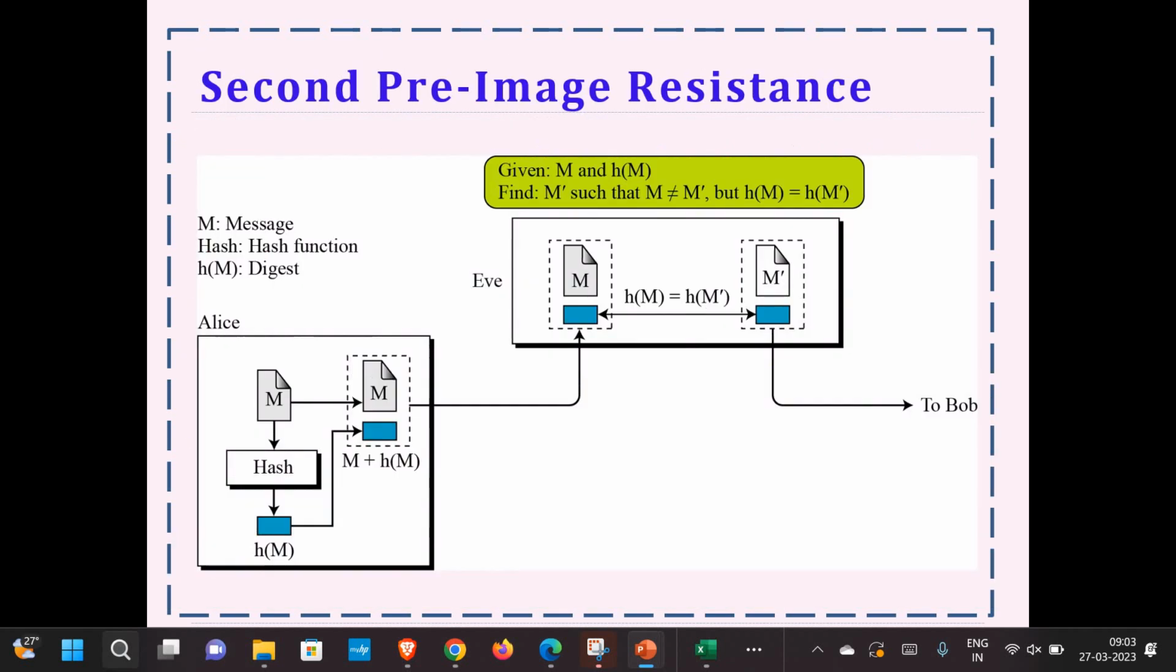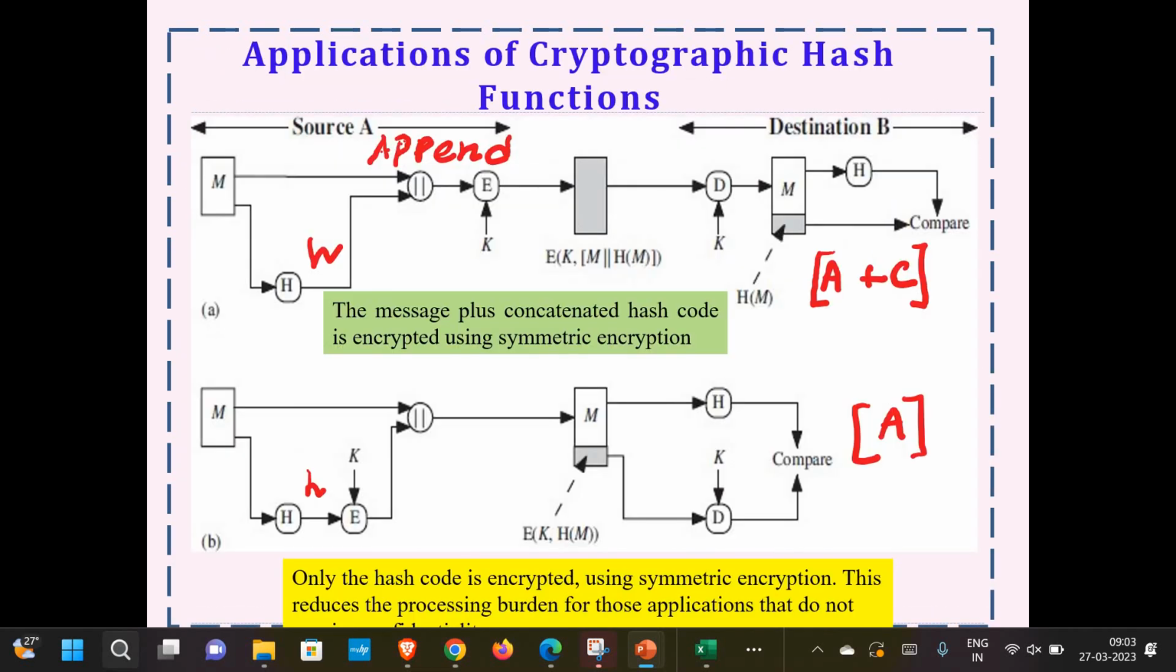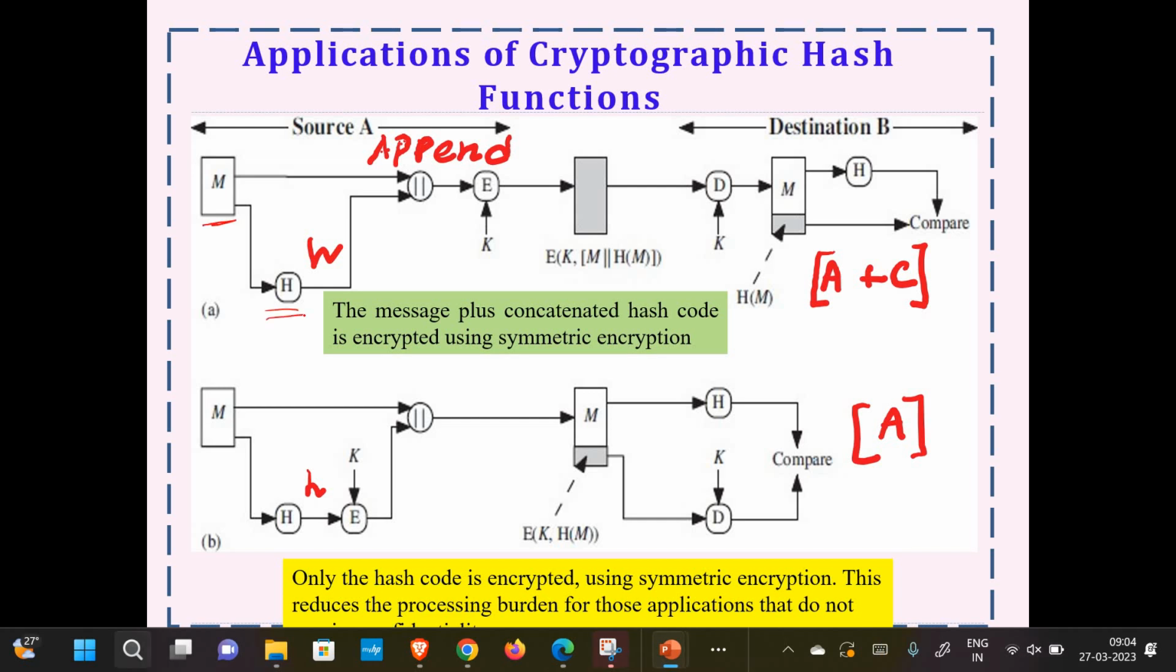Now let's discuss the applications of these hash functions and how they are going to be utilized. We already know a bit from our discussion, but let us see a few schematics of how these hash functions are going to be used. For example, in the first diagram you are observing, we have a message lying here. It goes through hashing, which is capital H, and both of these are appended. This symbol is called appending. After appending, whatever message we generate now goes through an encryption.